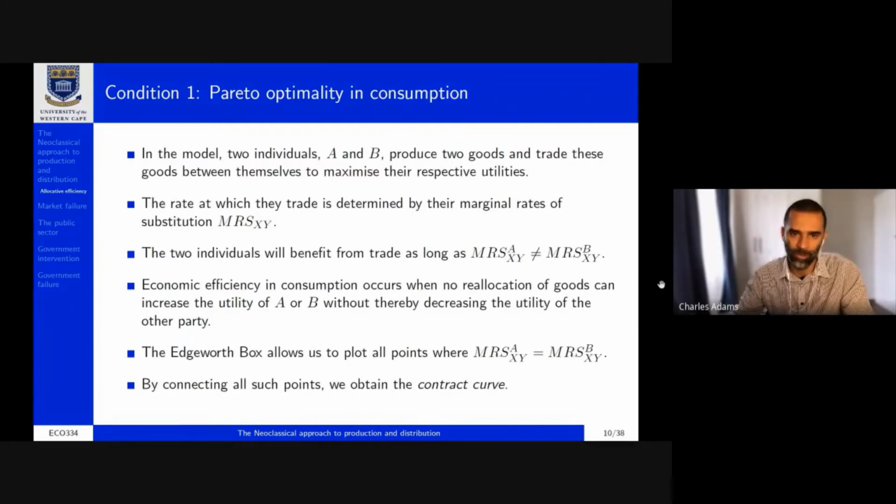So they'll benefit from exchange if this condition holds: MRS A is not equal to MRS B. So the economic efficiency in consumption occurs when no reallocation of goods can increase the utility of A or B without thereby decreasing the utility of the other party. This is what we call Pareto optimality. One tool we can use to depict this is the Edgeworth Box or Edgeworth-Bowley diagram, and this allows us to plot all the points where the MRS for A is equal to the MRS for B. Connecting all of these points in this Edgeworth box gives us a smooth line throughout the box, and we call that the contract curve. And every point on that contract curve in turn implies a point of Pareto optimality.